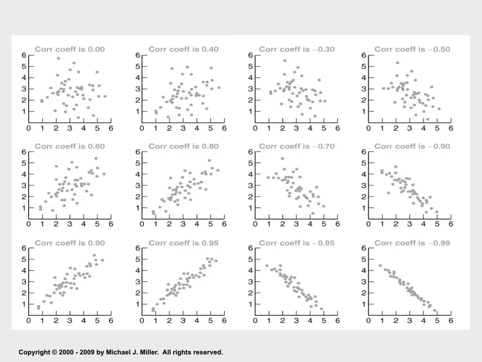The other ones are kind of in the middle, 0.60, 0.80, 0.70 negative, 0.90 negative. So again, this just gives you an idea of the relationship of the data and what it says about them.